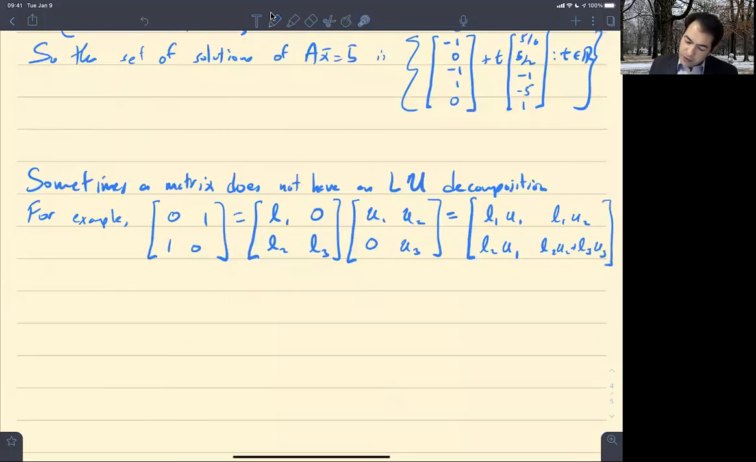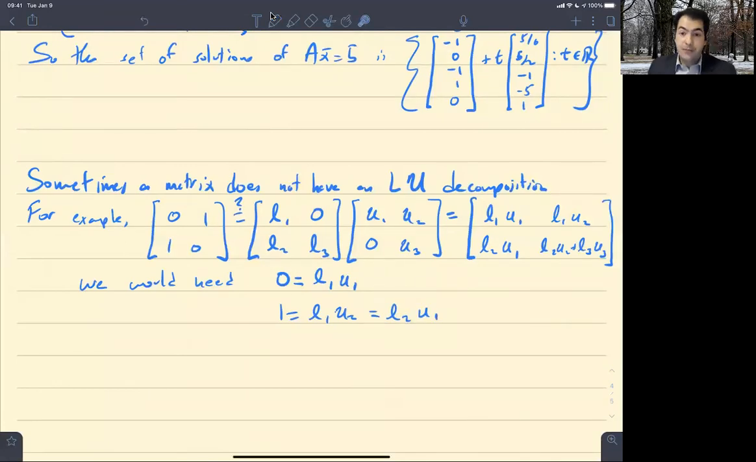Okay, so if this matrix is equal to this matrix, then notice, so here, let's put a question mark here because we're going to see that this is impossible. So here we would need, on the one hand, 0 is equal to L1 U1, but 1 is equal to L1 U2 and to L2 U1.